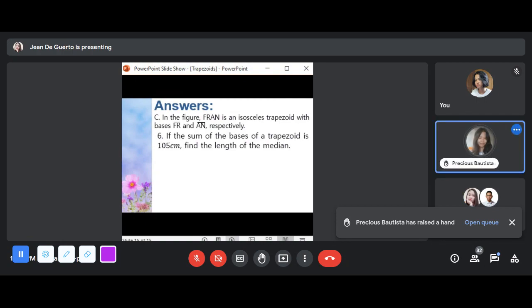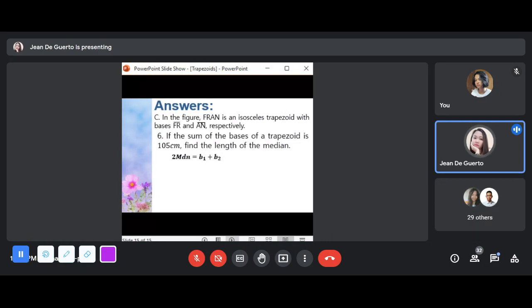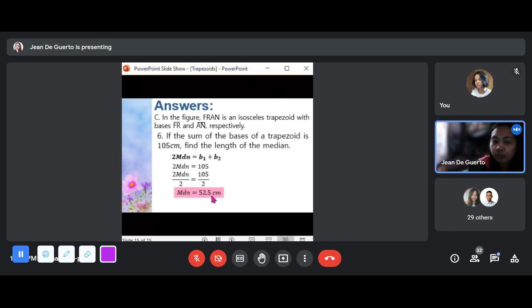52.5 po. Okay, we have 52.5. So pwedeng yun ang gamitin ninyo or pwede ring median is equal to base 1 plus base 2, simply divide the given sum by 2. So kalahati ng sum ng dalawang bases, yun yung length ng median. So therefore, our median is equal to 52.5 centimeters. Given na yung sum. The sum is 105. So divide lang by 2. Okay?